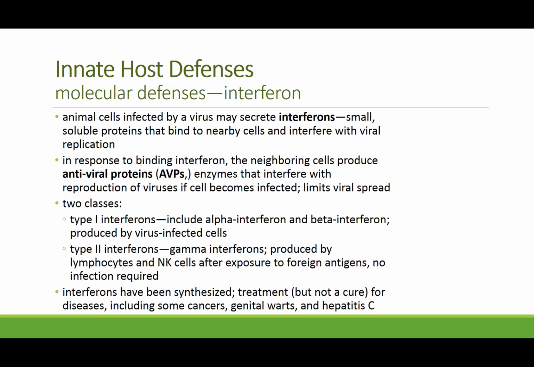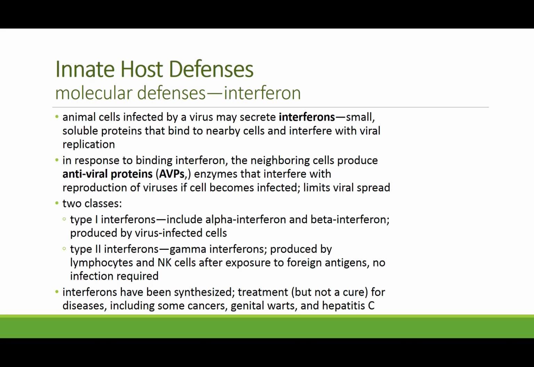And so the point of interferon then is to limit the spread of the virus through the body. Because if nearby cells can be infected but cannot have their machinery taken over by the virus and have any virus particles made there, then the virus is blocked. So there are two classes of interferons. Type 1 are the ones that are produced by cells that have been infected by a virus. And they include alpha interferon and beta interferon. So these are two groups of interferons that are type 1.